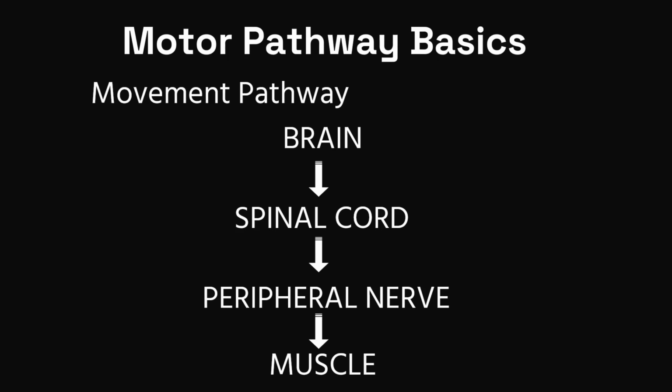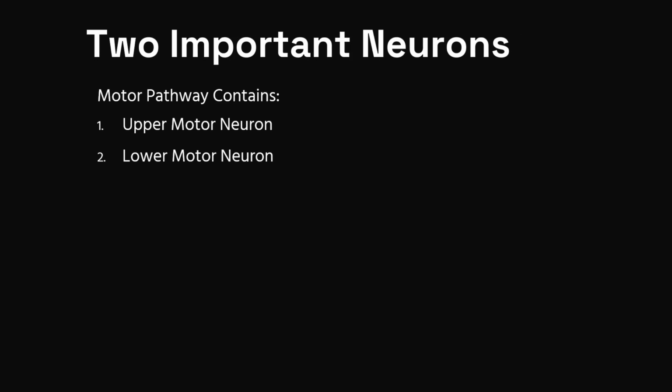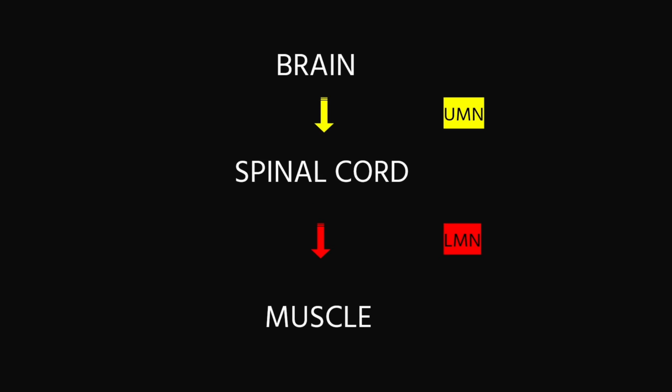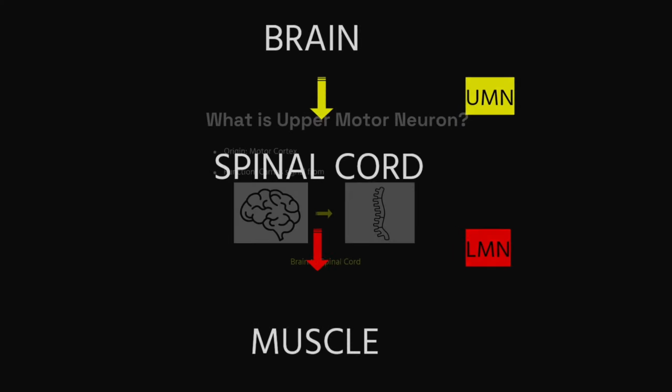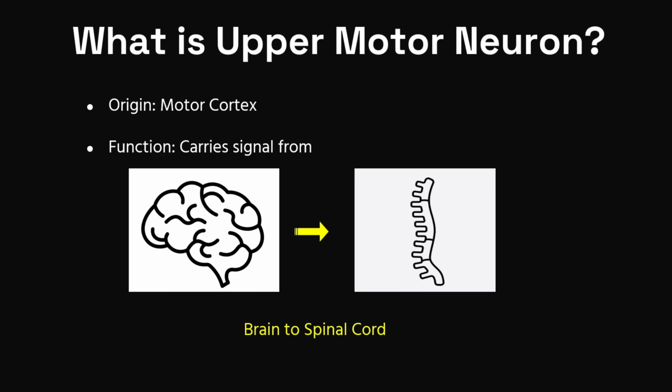Now, this pathway is not made of just one neuron. It consists of two major neurons, upper motor neurons and lower motor neurons. And understanding these two neurons is key to today's topic. So let us begin with the upper motor neuron. The upper motor neuron originates in the brain, primarily in the motor cortex, and its job is to carry movement related signals from the brain down toward the spinal cord.